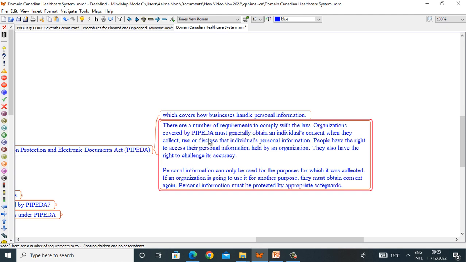Organizations covered by PIPEDA must generally obtain an individual's consent when they collect, use or disclose that individual's personal information. People have the right to access their personal information held by an organization. They also have the right to challenge its accuracy. Personal information can be used for the purpose for which it was collected. If an organization is going to use it for another purpose, they must obtain consent. Again, personal information must be protected by appropriate safeguards.